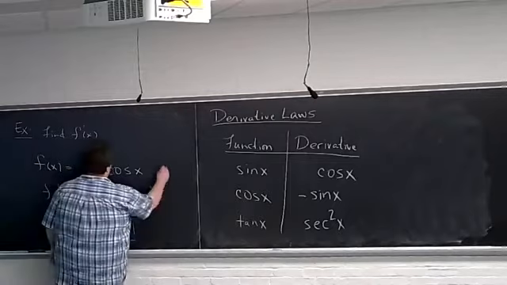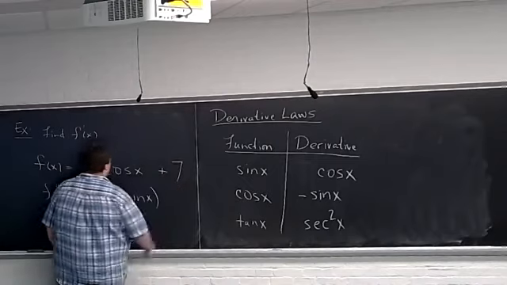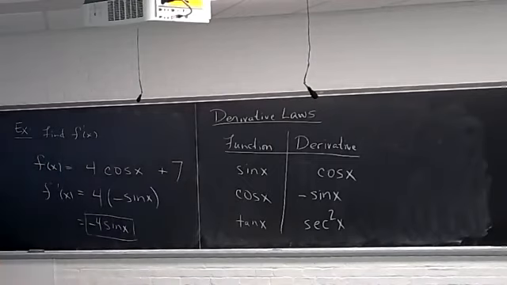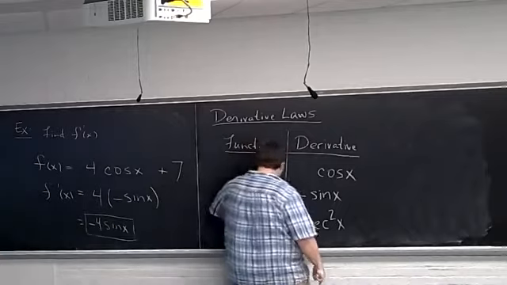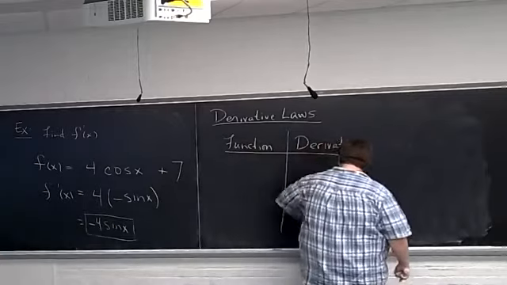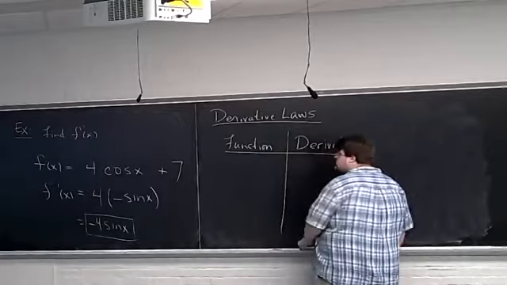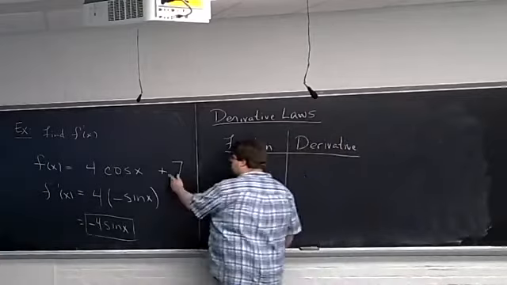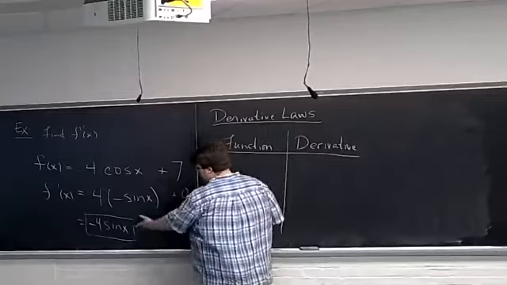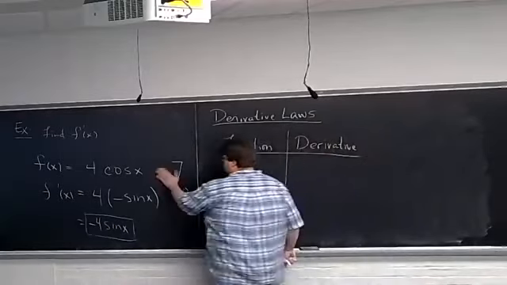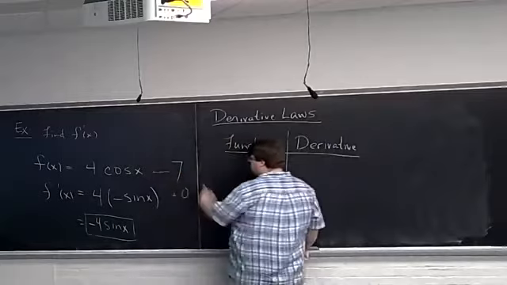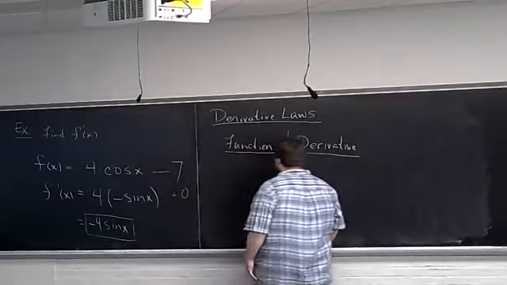What if I change this function and said 4 cosine x plus 7? What's the derivative of that? Well, the sum and difference rule says we could do it piece by piece. The derivative of 7 is 0. So it's the same derivative. And the same if I made that a negative 7. The derivative of negative 7 is still a constant. The derivative of that is 0.